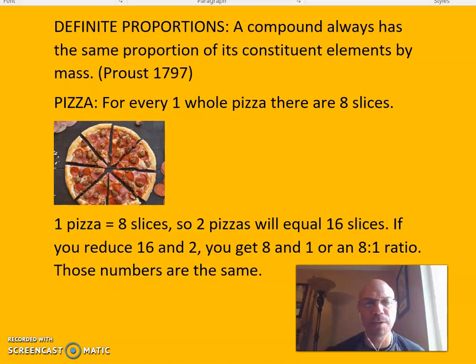Nice, simple way to start out with this. In a typical one whole pizza, there's about 8 slices. So in my example down below here, one pizza equals 8 slices. So 2 pizzas would equal 16 slices. And then if you reduce those numbers and did some math there, you'd see that's an 8-to-1 ratio. There's 8 slices to every one pizza. Those numbers are the same, basically.